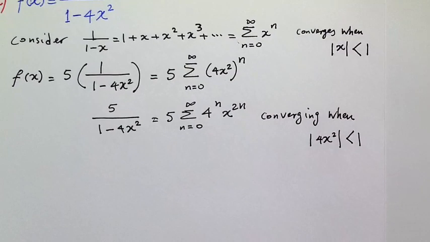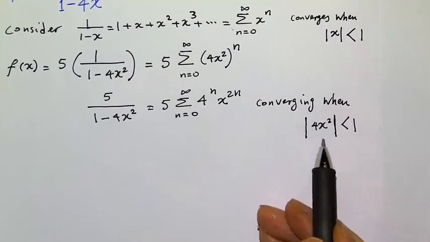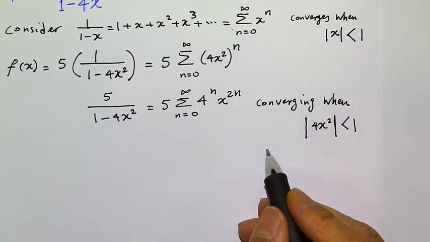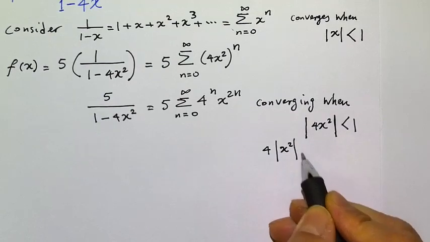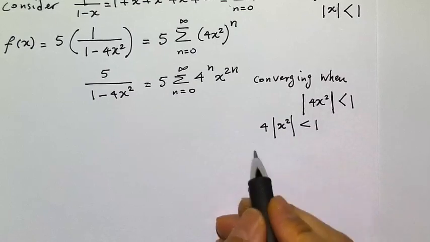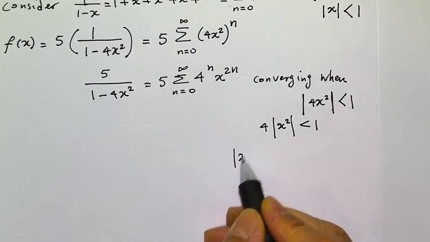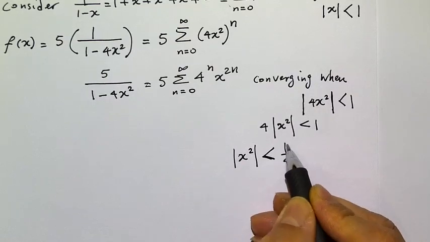So of course we need to find the interval of convergence based on this. So that will be simply 4 times absolute value of x squared less than 1. So absolute value of x squared is less than 1 over 4.